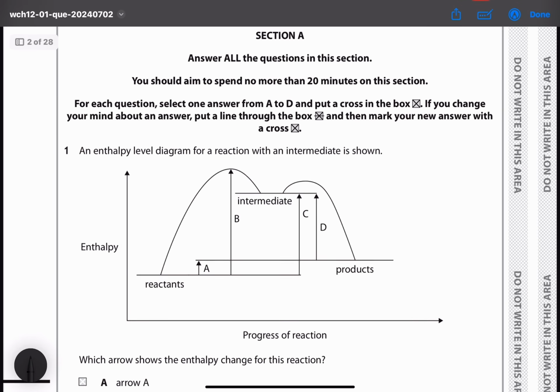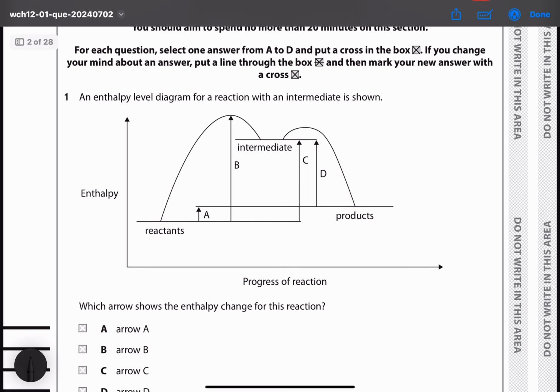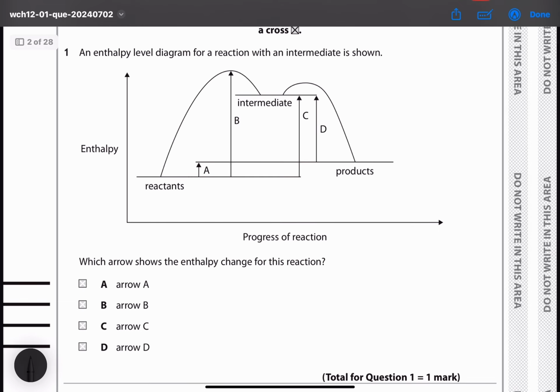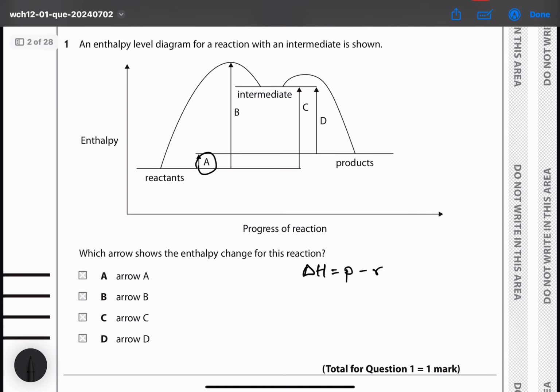So the first MCQ is: the enthalpy level diagram for a reaction with an intermediate is shown. Which arrow shows the enthalpy change for this reaction? You know, Del H, enthalpy change, is actually the change between product minus reactant, right? So it's a difference between product and reactant. If you look into the diagram, we can clearly see that only A is actually giving us this difference between product and reactant. So arrow A is going to be our answer.